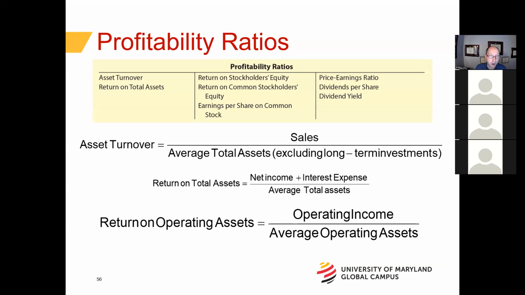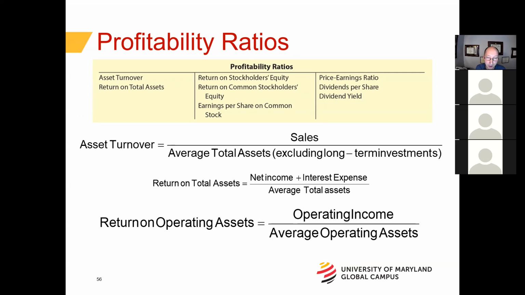Next one's return on total assets. That's net income plus interest expense divided by average total assets. The net income and the interest expense are found on your income statement. Average total assets comes from your balance sheet.